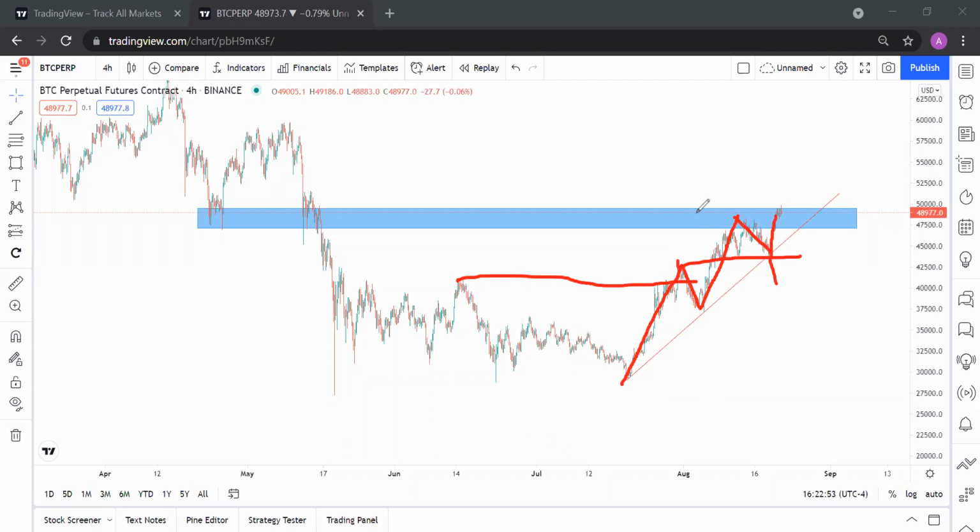Now, guys, two things are actually going to happen here. It's either price breaks this zone to do something like this and then continue going up, or price will reverse from here and then sell again, probably to around this point. But I personally anticipate Bitcoin to break out and then come back to retest it and then continue the uptrend.